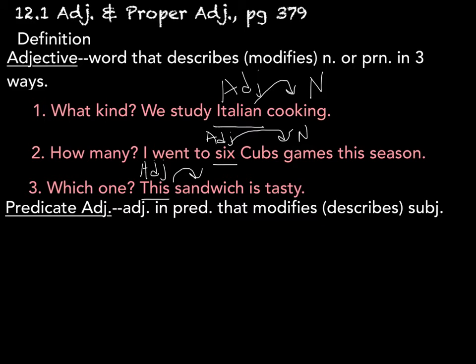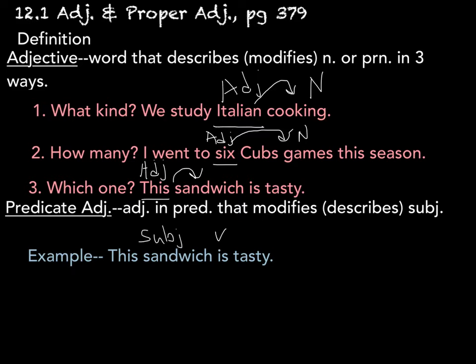An adjective in the predicate that modifies or describes the subject. Example, this sandwich is tasty. We already went over this part with this sandwich, so the next part should be familiar to you. The verb is, what is sandwich? Sandwich is what? Tasty. Tasty is an adjective in the predicate that is describing how the sandwich tastes.